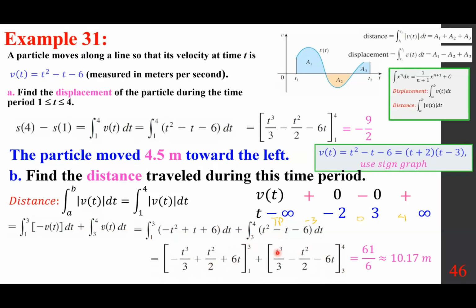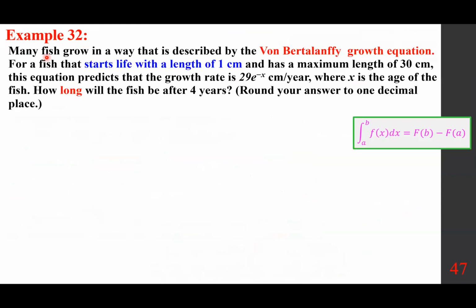I have a couple more questions. Let's quickly cover it. Many fish grow in a way that is described by the von Bertalanffy growth equation. For a fish that starts life with a length of 1 centimeter and has a maximum length of 30 centimeters, this equation predicts that the growth rate is 29 e to the power minus x centimeters per year, where x is the age of the fish. How long will it be after 4 years?